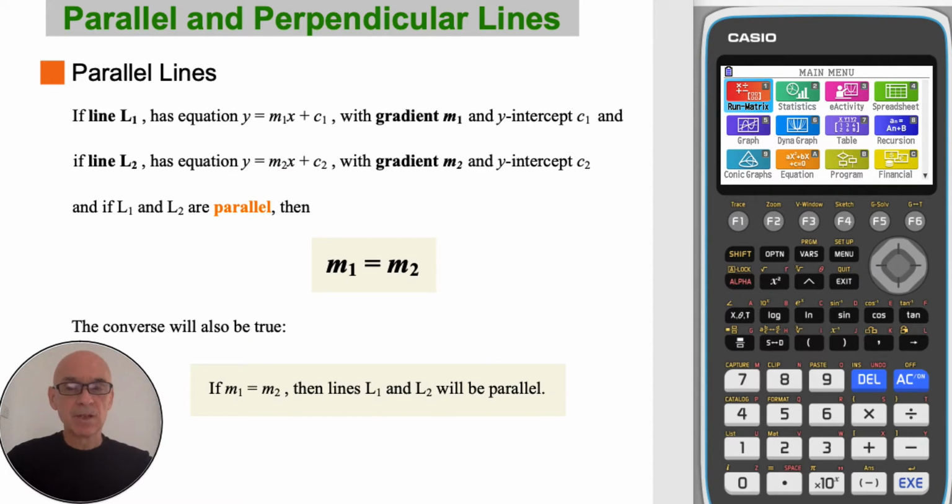In general, if line L1 has a gradient m1, and if line L2 has a gradient of m2, and if L1 and L2, the two lines, are parallel, then m1 is equal to m2. Their gradients are equal. The converse will also be true. So if the lines have equal gradients, if m1 is equal to m2, then the lines will be parallel.